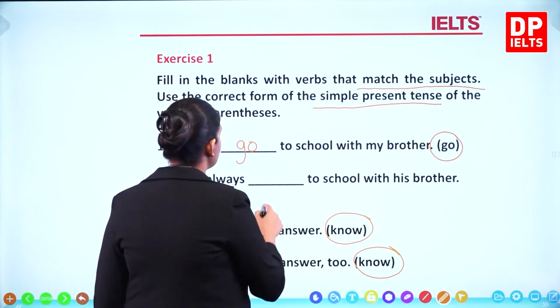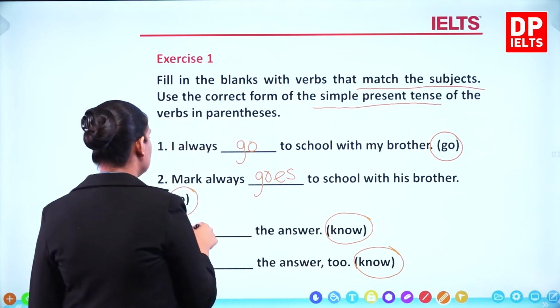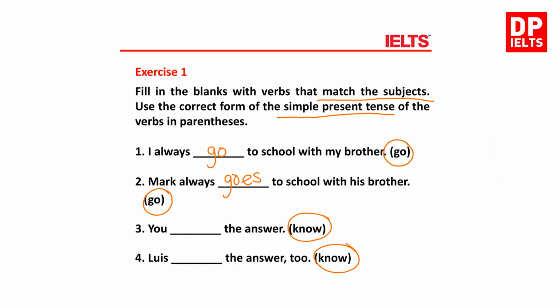Mark always goes to school with his brother. Who goes to school? Mark. Mark is singular. அடுத்தது Mark always goes to school with his brother. Mark வந்து singular subject, அதனால verbum singular-ஆக இருக்க வேண்டும். Mark always goes to school with his brother.